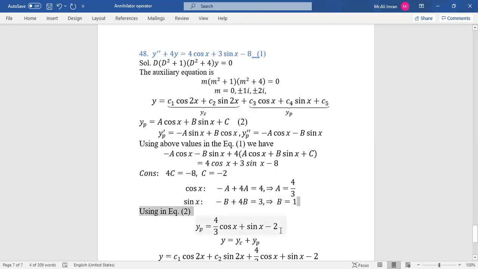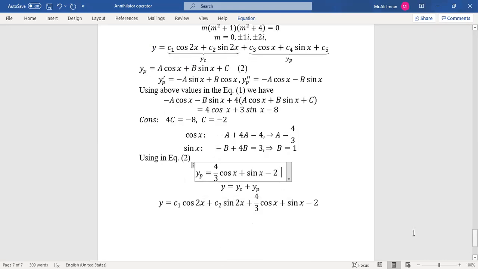Now using the values of a, b, and c in equation number 2, we have the particular solution yp is equal to 4 by 3 cos of x plus sin of x minus 2, and the complete solution will be y is equal to yc plus yp, and y is equal to c1 cos of 2x plus c2 sin of 2x plus 4 by 3 cos of x plus sin of x minus 2.